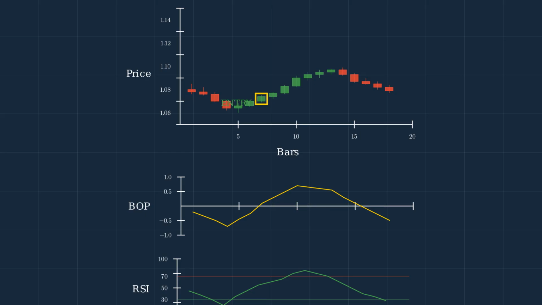With our entry signals confirmed, we enter a long position at the close of bar 7. We place our stop loss below the recent low, which provides a clear invalidation point for our trade idea. Our target is set at a 1-to-2 risk-reward ratio, giving us a favorable profit potential relative to our risk.